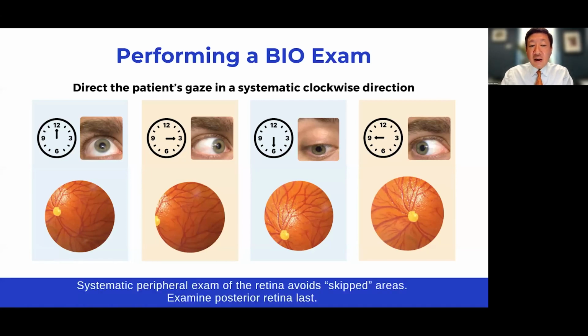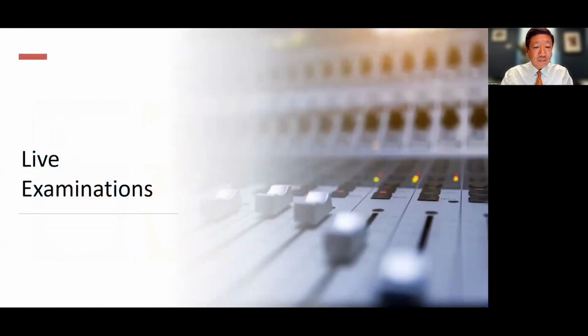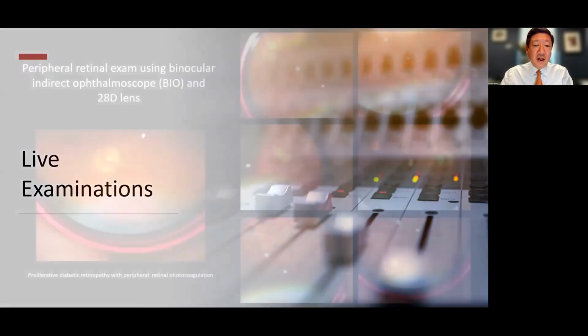Skipping areas is a critical mistake for retinal detachment or any disease where you need to look at every single inch of the retina. And that's for most of the blinding diseases. You examine the posterior retina last because that's where the light is most sensitive, and you'll increase patient cooperation if you do so. So let's look at some live examinations.